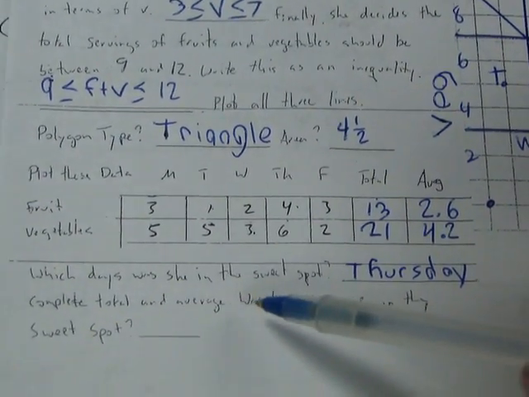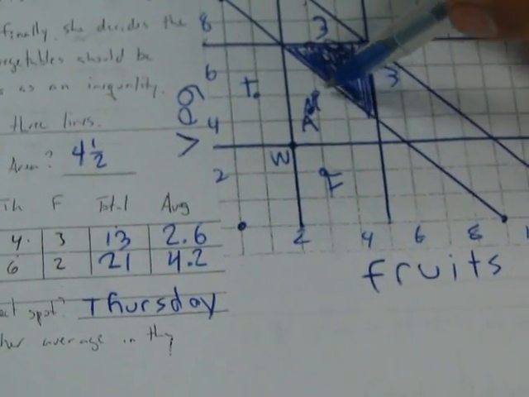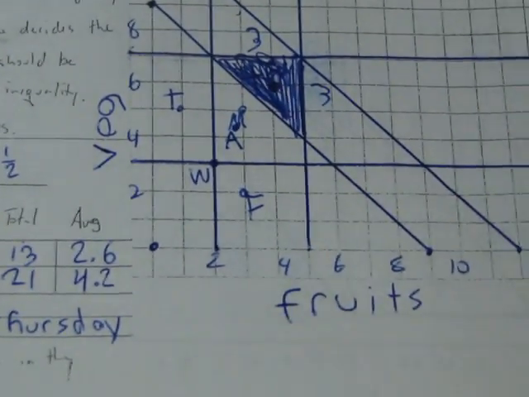Complete the total and average. Was her average in the sweet spot? No, it was not. She was a little bit light. She should have had a little bit more vegetables, a little bit more fruit. She was kind of low on both of them. And that's the end of it.